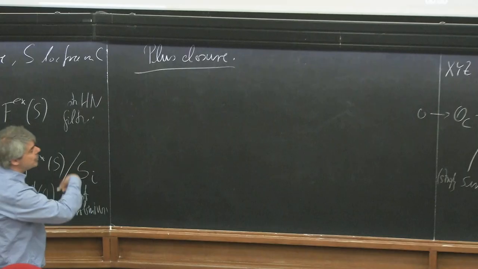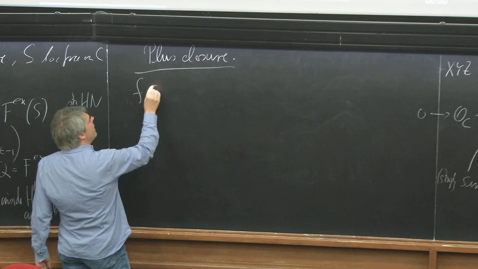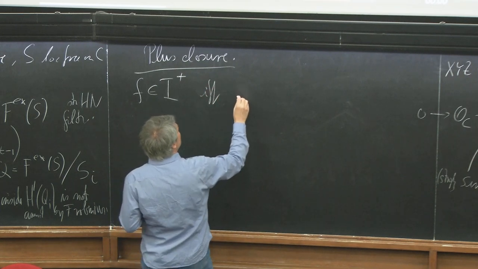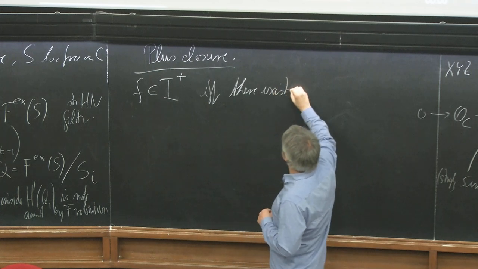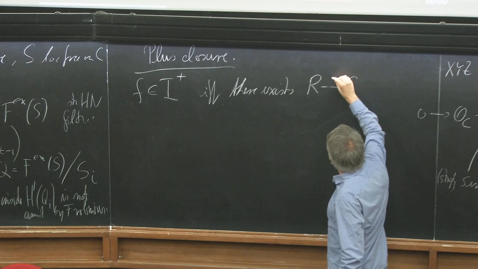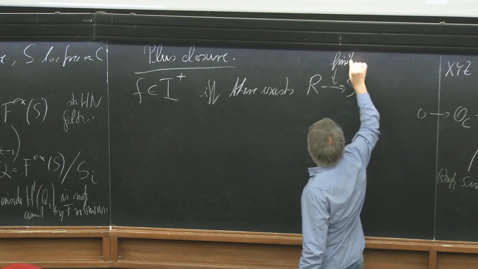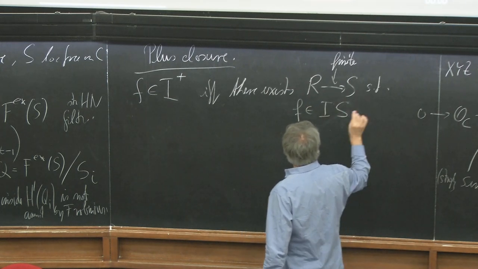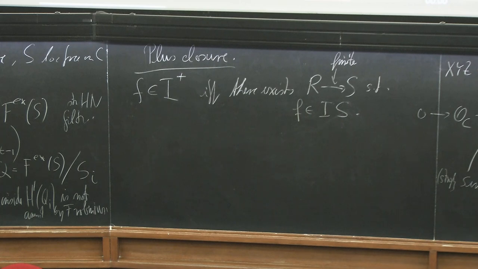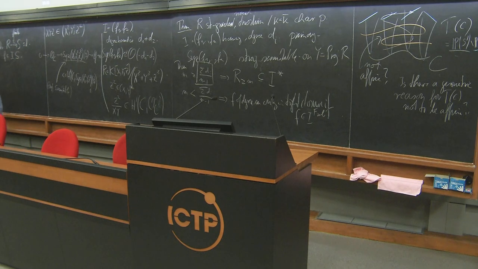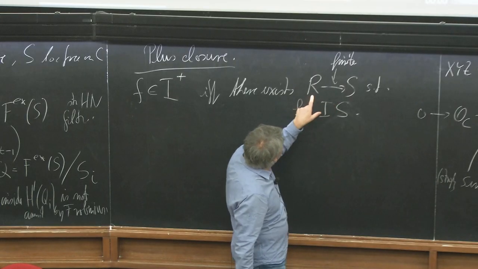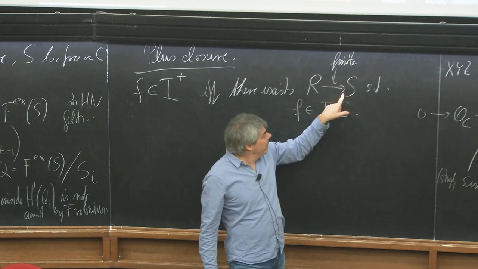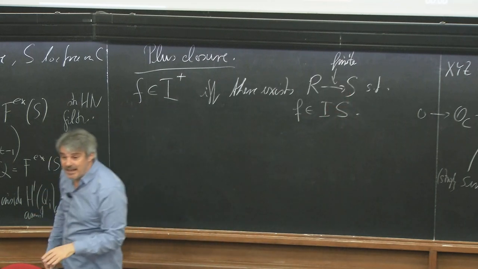Now that is the question I will address. The corresponding algebraic notion, which came first, is just the following. F belongs to the plus closure of the ideal if and only if there exists a finite map from R to some ring, the important thing is finite, such that F belongs to the extended ideal. Assume that everything is F-finite, then in particular you can take the Frobenius, but there are also other relevant finite extensions where something can happen.